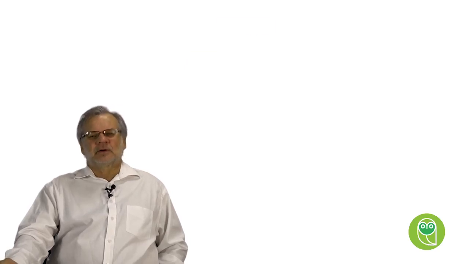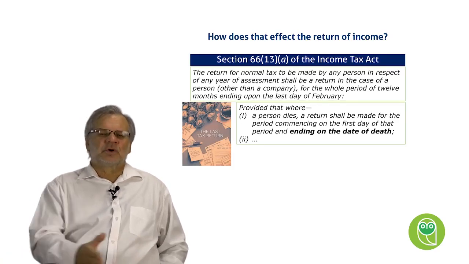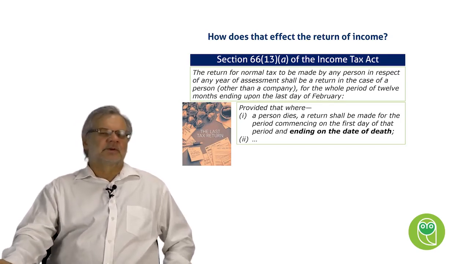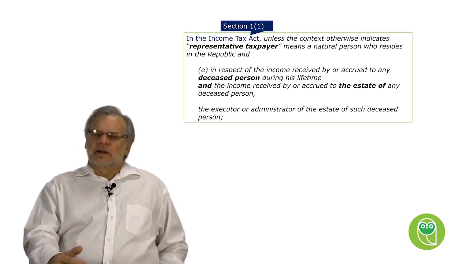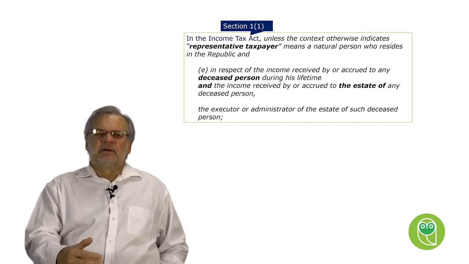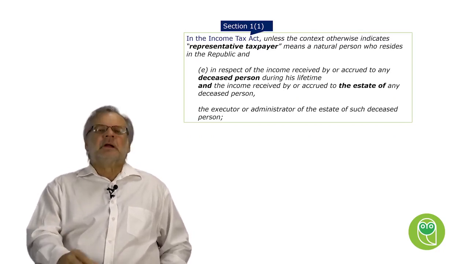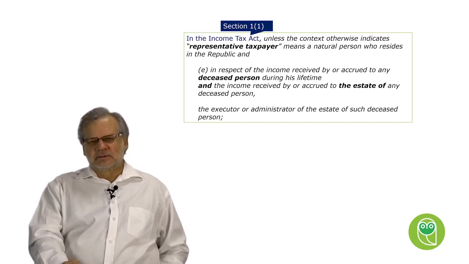So what we have is, if we look at this, your period starts on the 1st of March and ends on the date of death in the year of your death. That's very important, it comes from the Income Tax Act. Now, another important principle is that because the taxpayer is no longer alive to put in the return, so to speak, you have to have a representative taxpayer, somebody that represents the taxpayer. And this is a natural person who must reside in the Republic.